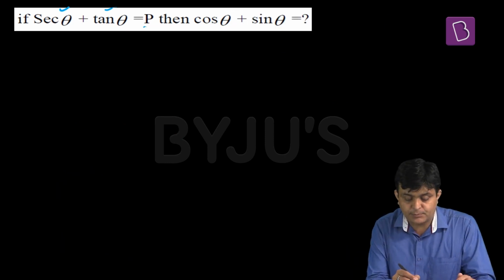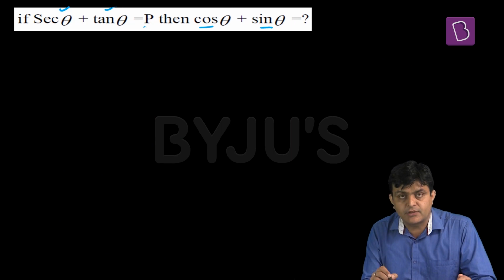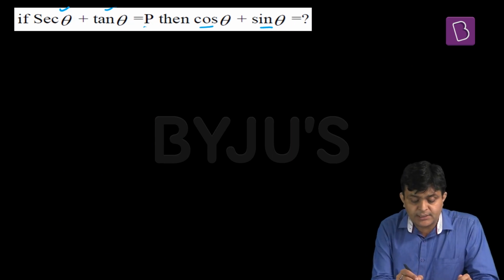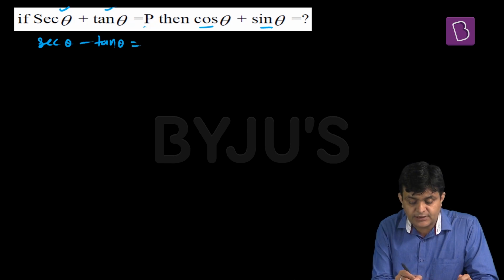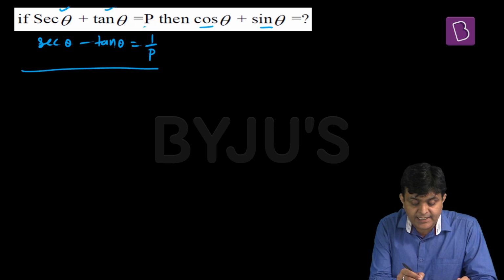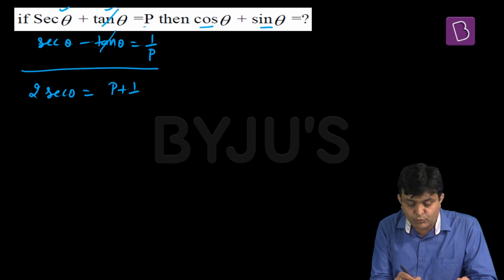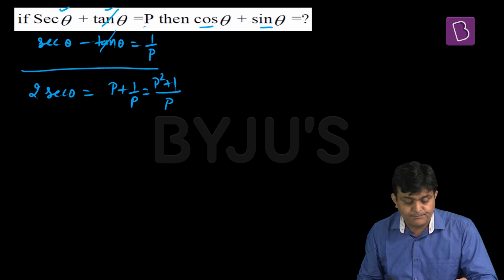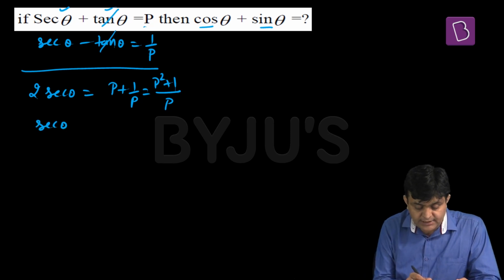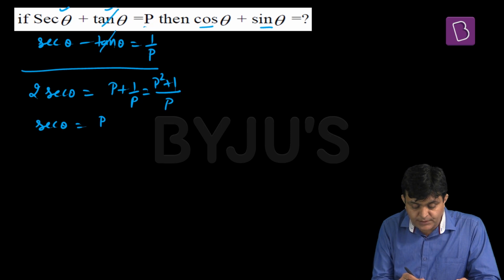Secant theta plus tan theta is P, then cos theta plus sine theta is what? So we know that if secant theta plus tan theta is P, so can I write secant theta minus tan theta is 1 by P? Adding these two, cancel out tan theta. 2 sec theta is P plus 1 by P. That means take LCM P, it is P square plus 1. Got it? What is sec theta then? It is P square plus 1 by 2P.